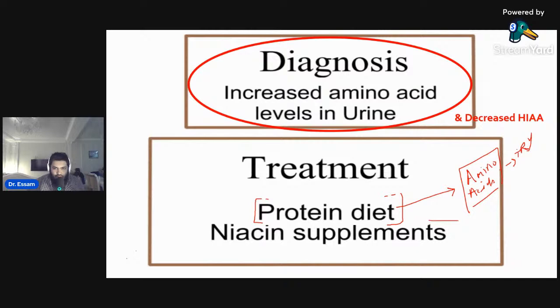And the patient can also be given niacin supplements. Why niacin supplements? Because we want to relieve the 3D symptoms. Okay. We want to relieve the dementia, dermatitis, and diarrhea. So if you give the patient niacin, they will immediately start to feel better.